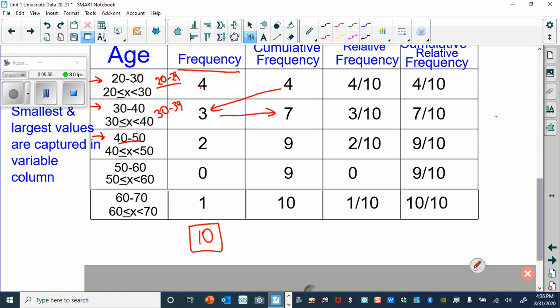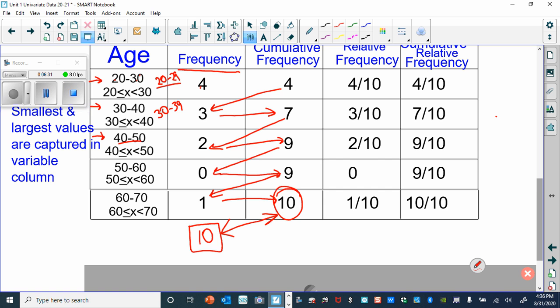And then, okay, well, how many are less than 50? Well, we have the 7 that were less than 40, and now we have 2 more people who are between 40 and 50, and so we add them to the 7, and we get to 9. Again, there's nothing here, stays at 9, and then finally the last one is 10. And we want to make sure that that last number captures the number of people that we have overall. And so these 2 numbers always have to match. Okay?